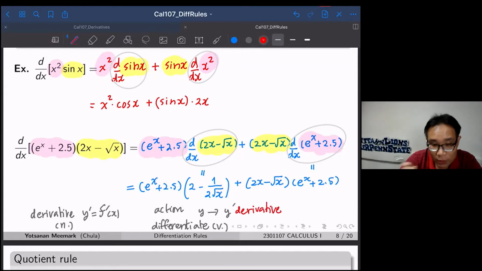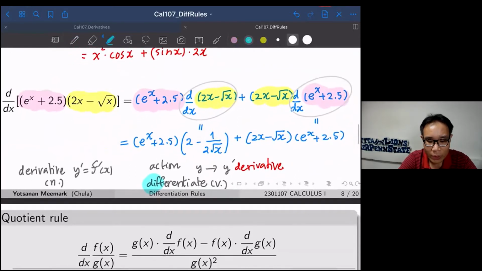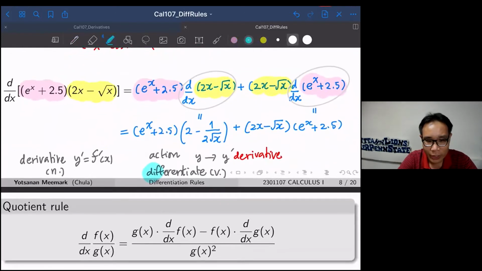Okay, the action that we are using is called differentiate, or we're just going to say it in short, diff. Diff here comes from differentiate. So it means that you are using the formula of derivative in order to find the derivative of the function. We're going to say that it's called differentiate.